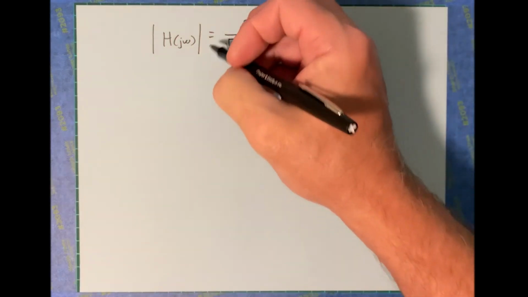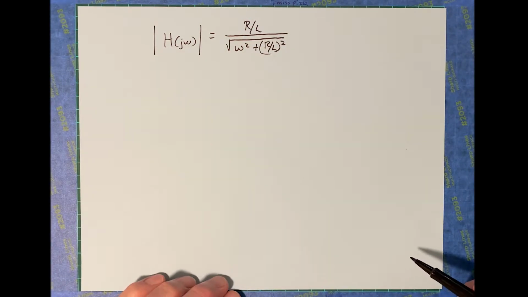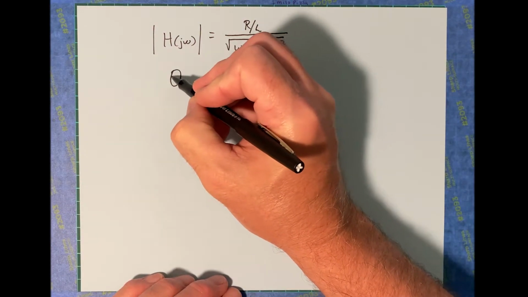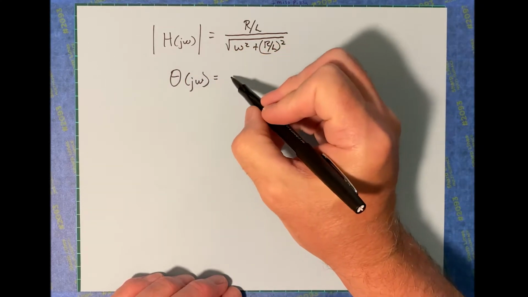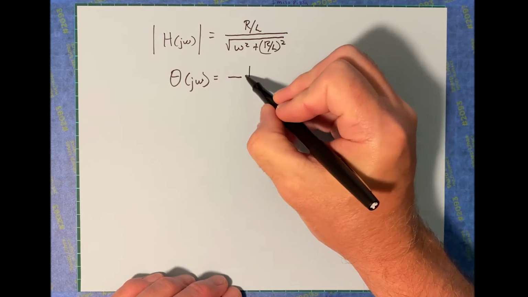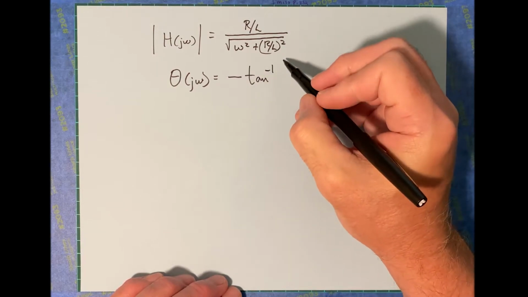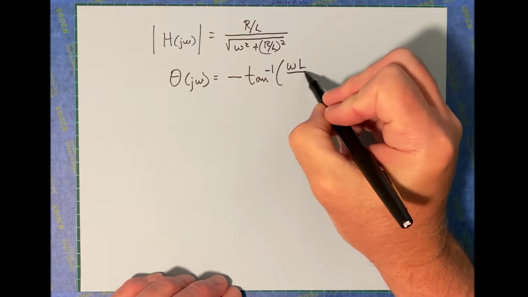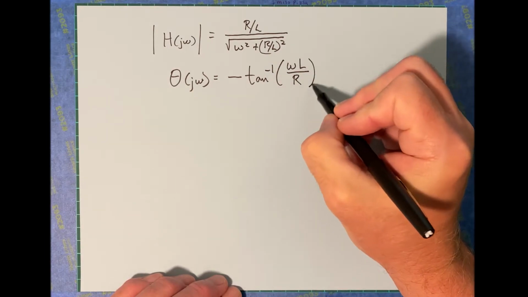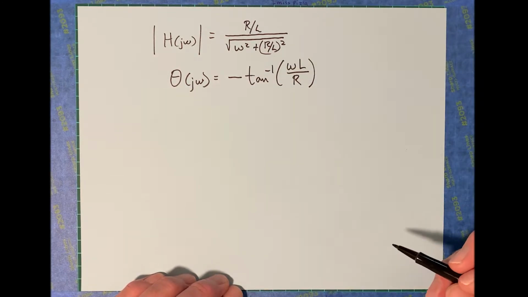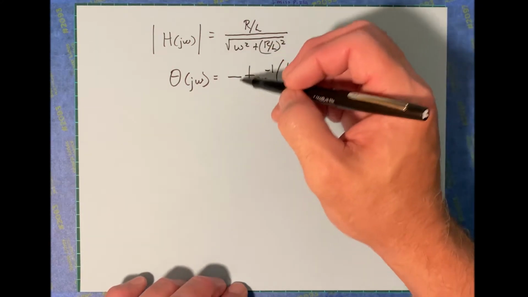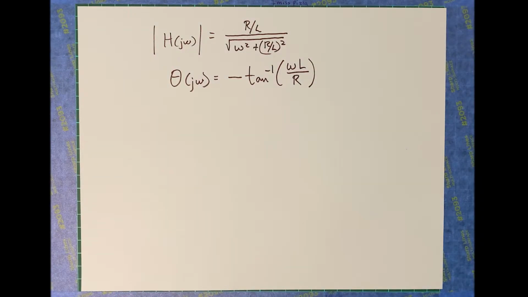Okay, so this is the magnitude of the transfer function, but you also have the phase angle, which is minus the inverse tangent of omega L over R. If you went through the process again, you could show that those are true. That's kind of important if you're trying to figure out the magnitude of the transfer function or that phase angle.